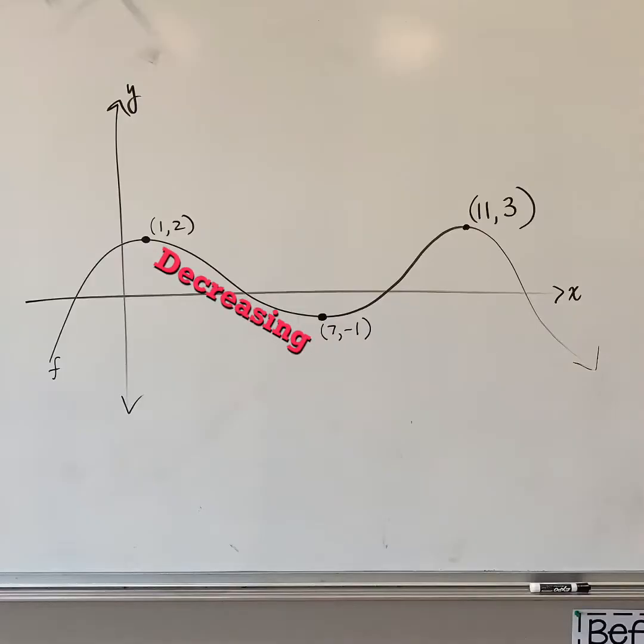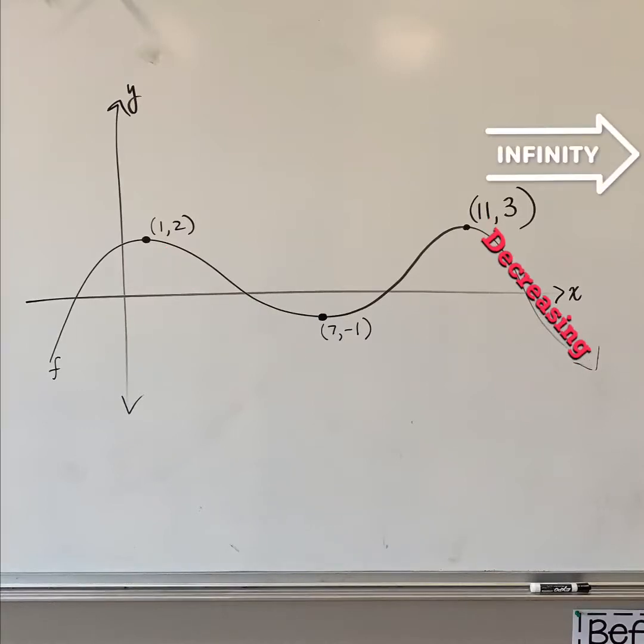So the graph is decreasing from +1 to +7. Remember, we're only looking at the x values, +1 to +7. The graph also decreases from +11 to +infinity. Remember, 11 is the x value, and we keep going in this direction to +infinity.